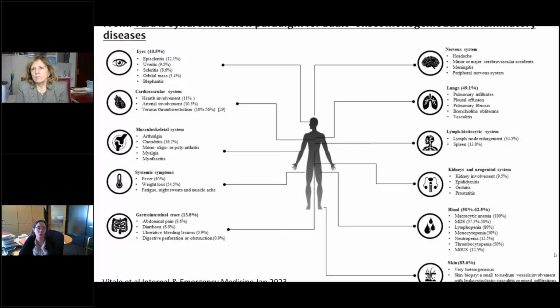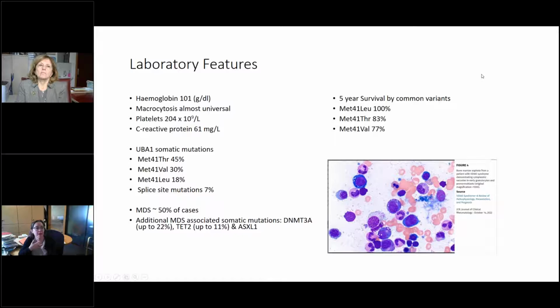And as I've said, one thing which is not quite clear to us at the moment is whether patients presenting to different specialties will turn out to have somewhat different prognoses. At present, the prognosis seems fairly grim. Laboratory features at the moment are most patients will have macrocytosis, be anemic with some evidence of dysplasia and systemic inflammation. The majority of the somatic mutations affect methionine 41, but other mutations are recognized, including at splice sites, and additional MDS mutations may well worsen the phenotype and are present in up to 22% of patients.